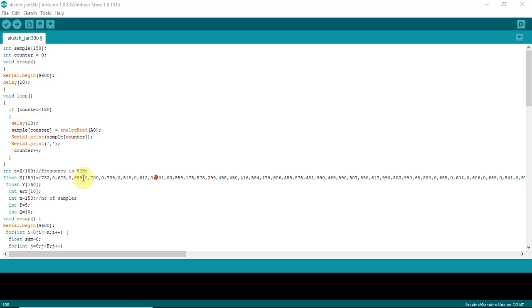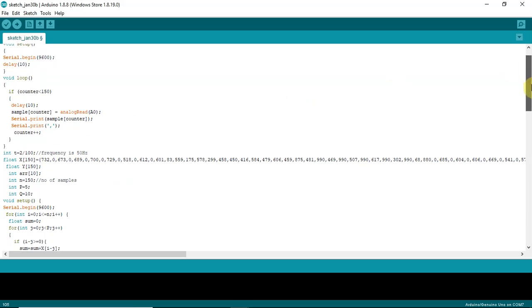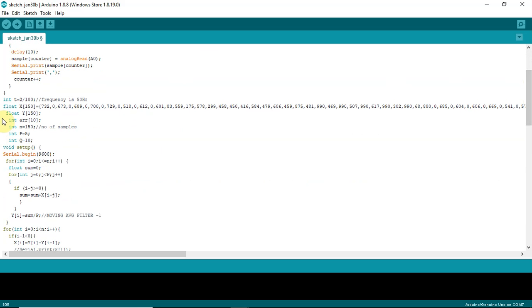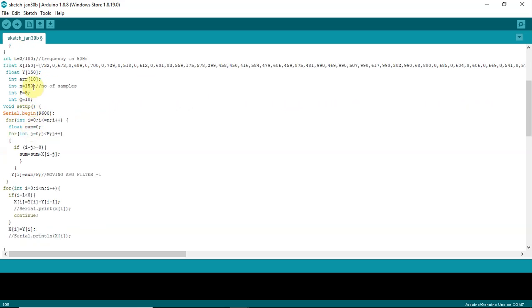Now coming to finding the heart rate, I already explained in the first experiment how to find it. The same global declaration applies. This is the frequency; as we got 50 hertz, we can take that. This is the 150 samples that we collected from the above code. Here is the array for the average, and this is the array of samples between two peaks.